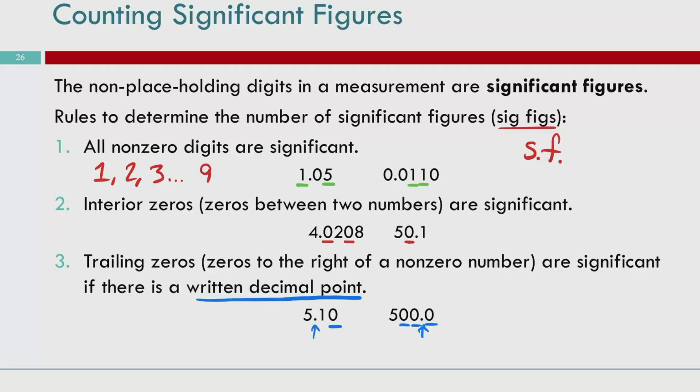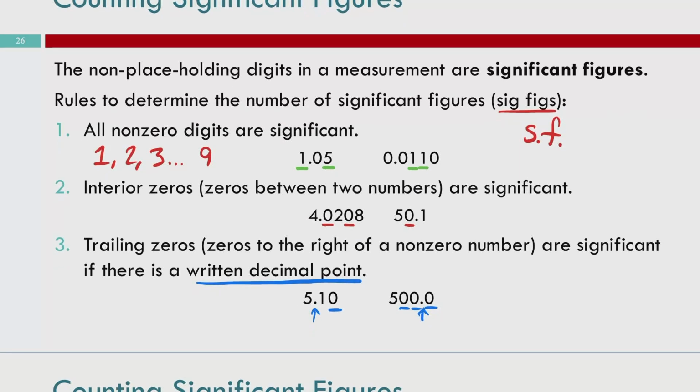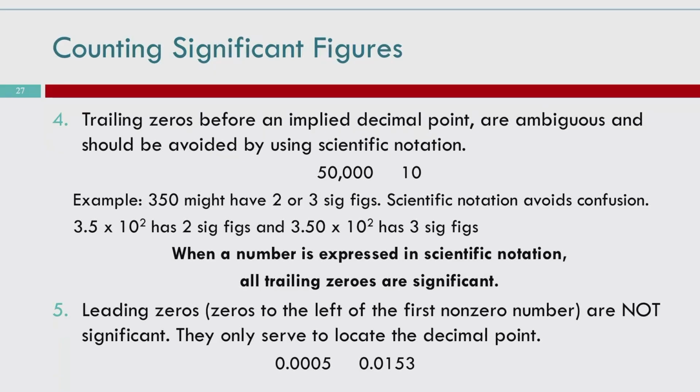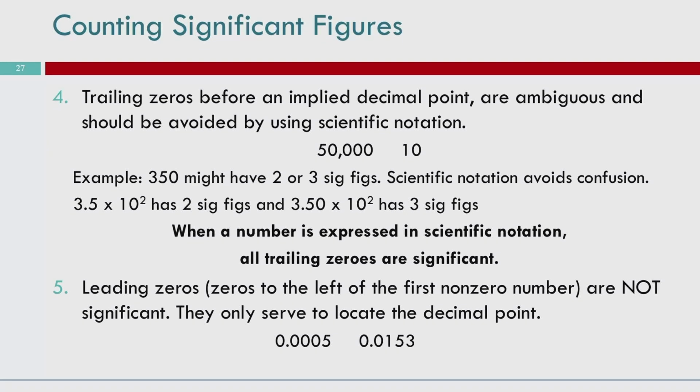You might be asking yourself, when are zeros not significant? Sometimes zeros are not significant if there's an implied decimal point. So for these numbers, 50,000 and 10, we didn't write in the decimal point. So there's no written decimal point. So it's not clear if all of these zeros are significant, if two of them are significant, or if none of them are significant.